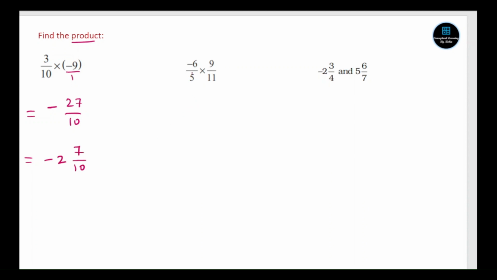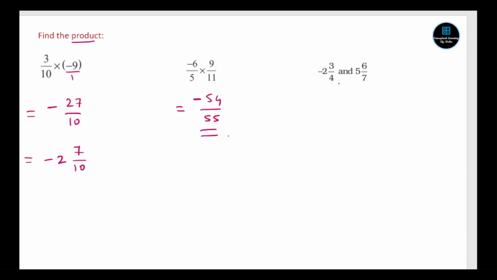Perfect. Alright. Now let's solve the second one. Here also I cannot cancel out anything. I'll simply multiply the numerators and the denominators. So I know that negative into a positive number, I'll get a negative number. So I confirm the sign. And now what I'll get? 6 nines are 54 and 55. So this is my answer, right?